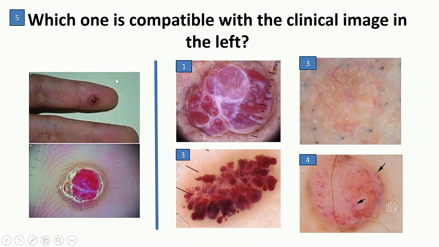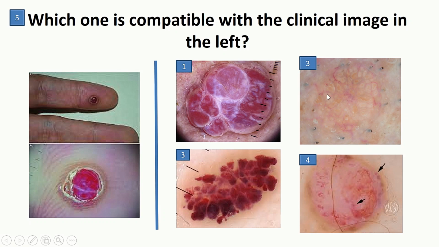Which one is compatible with the clinical image in the left? The clinical image in the left is indicative of pyogenic granuloma. As said before, red areas intersected by white lines is compatible with the dermoscopy of pyogenic granuloma, as what we see here in the one. But the 2 is red lacunes that is indicative of hemangioma.